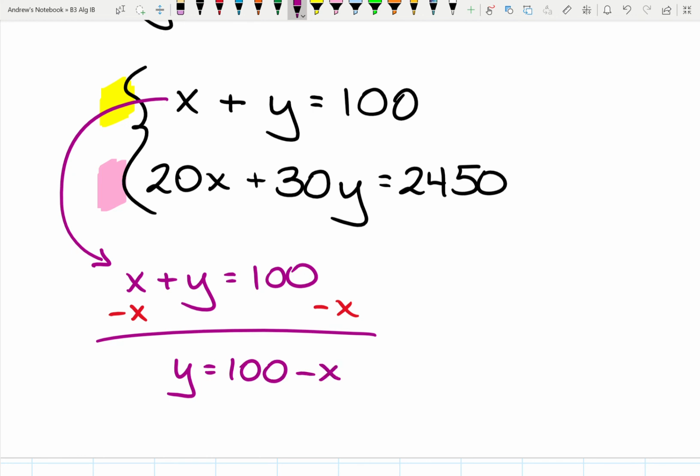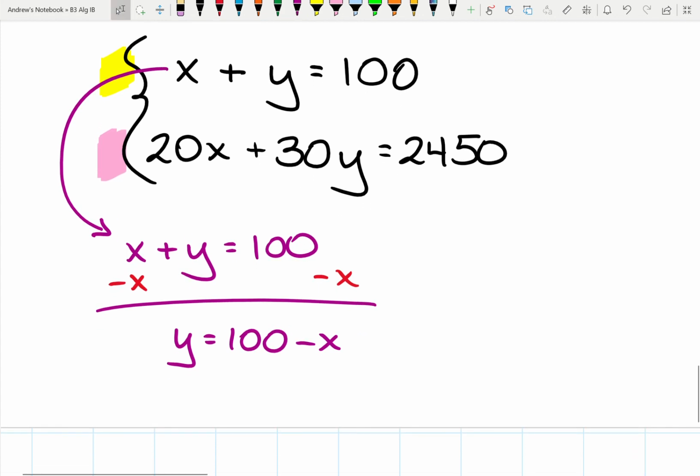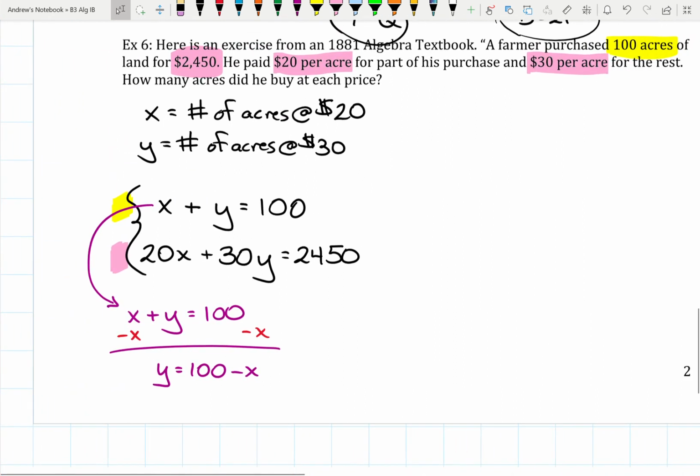So even though we didn't start off with something that seemed like, oh cool, we're good to use substitution, we can just run with it. We can change things up a little bit and make it work that way. So now that I know that y is equal to 100 minus x, 100 minus x can go in for this y in the other equation.